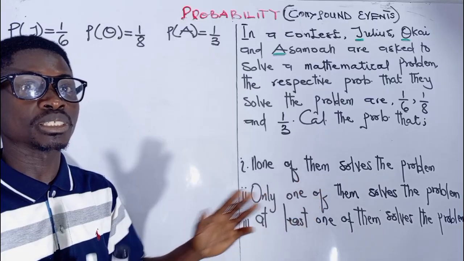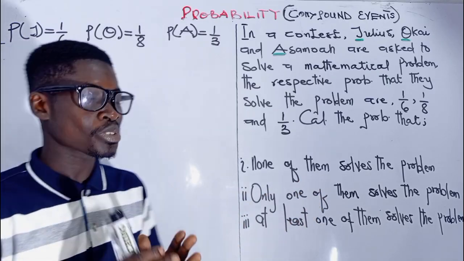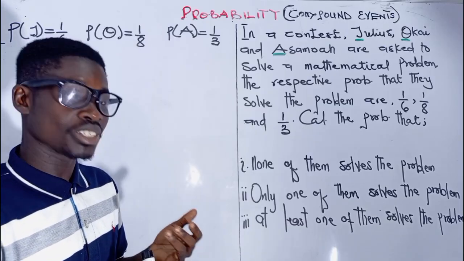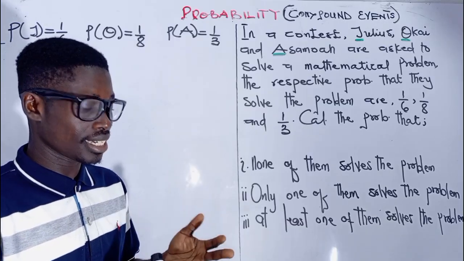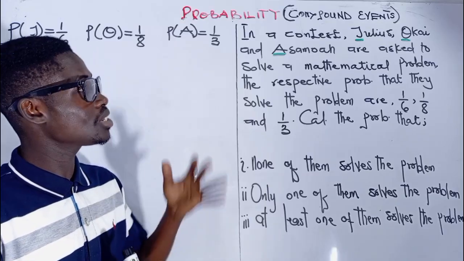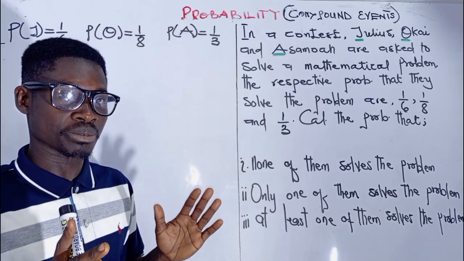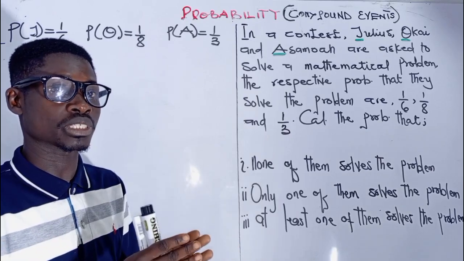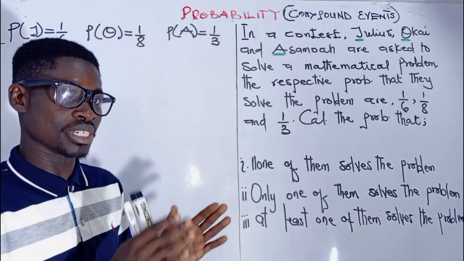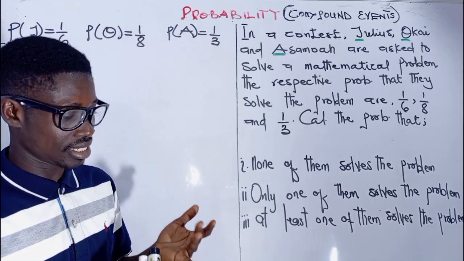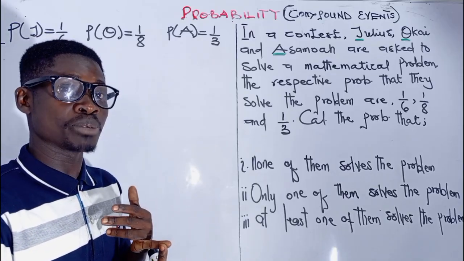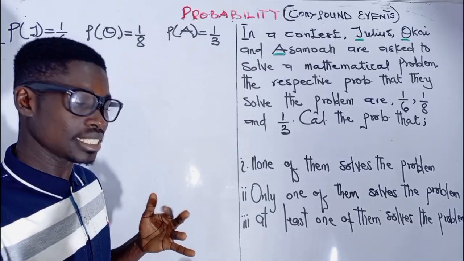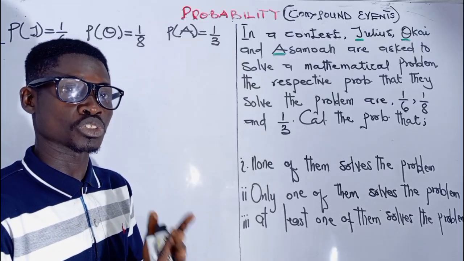None of them solves the problem. When we talk about none of them solving the problem, it means that when the question was given, Julius was not able to solve the question, Asamoah was not able to solve the question, and Okai too was not able to solve the problem. So none of them was able to solve the problem. So in probability, we can say that Julius was not able to solve the problem, and Okai was not able to solve the problem, and Asamoah too was not able to solve the problem.